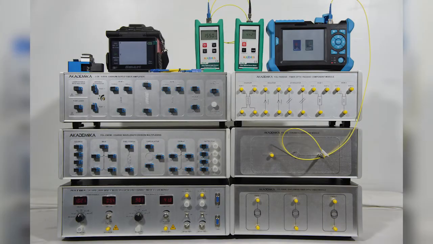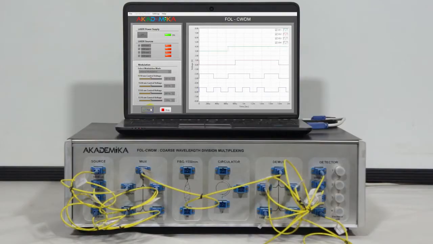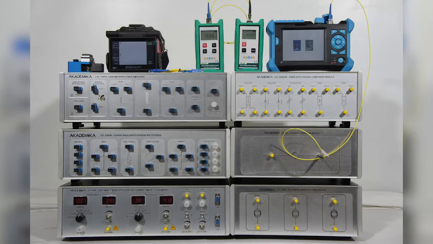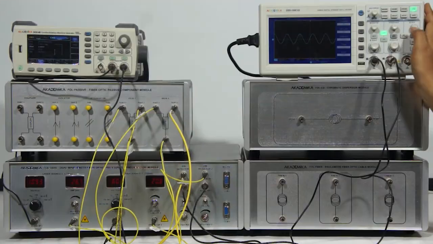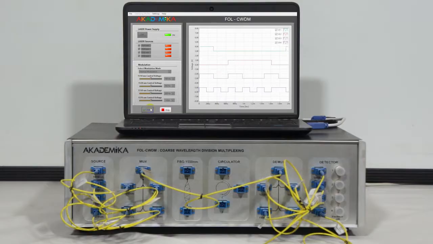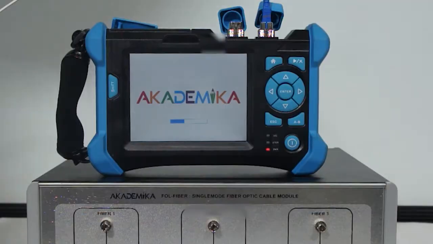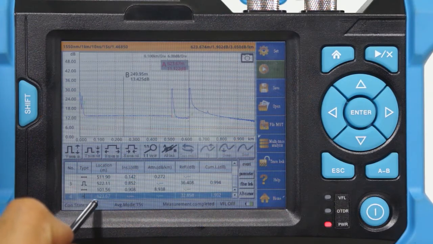The integrated fiber optics laboratory, designed by Academica, covers the core principles, key technologies, and applications in fiber optic communication. The objective of the lab is to cover the basics of fiber measurements, multimode and single-mode fiber, transmitters and receivers, WDM, and fiber link.